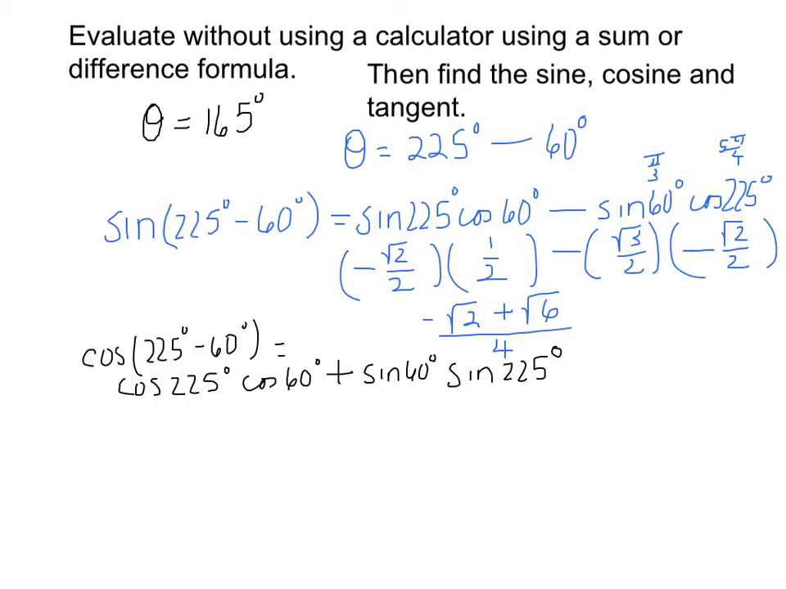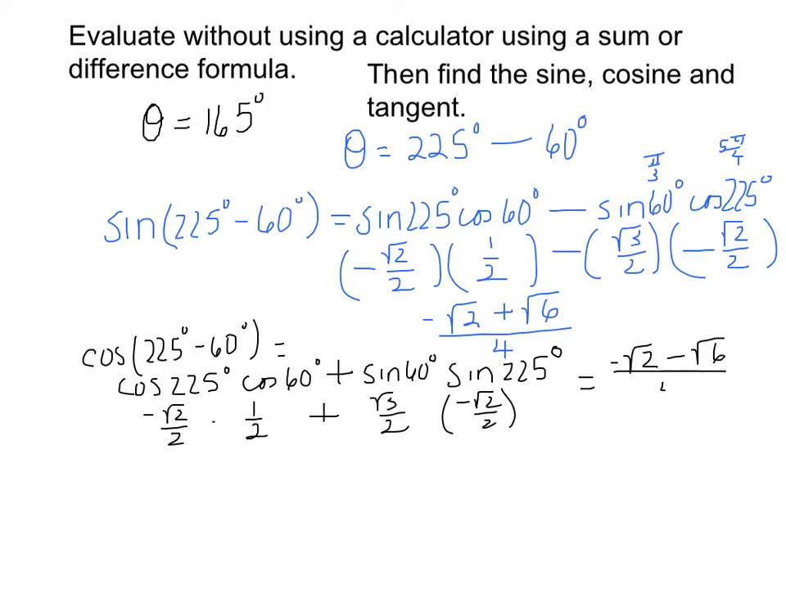Okay, so the cosine, since I've already done this up here, the cosine of 225 is negative square root of 2 over 2. The cosine of 60 is 1/2, no need to reinvent the wheel there, plus the sine of 60 is square root of 3 over 2, and the sine of 225 is negative square root of 2 over 2. And so if I multiply all that together, I get negative square root of 2 minus square root of 6 all over 4. Okay? And then just leave it like that.